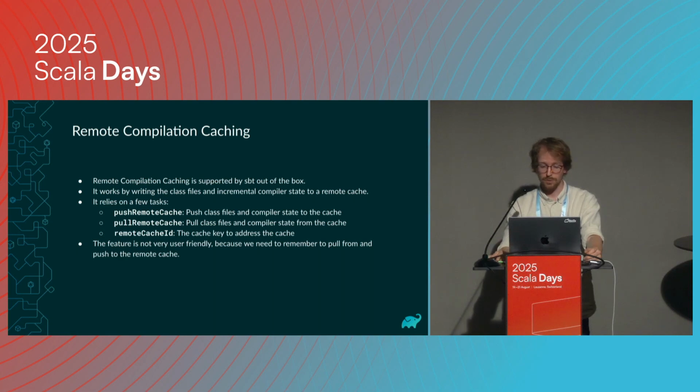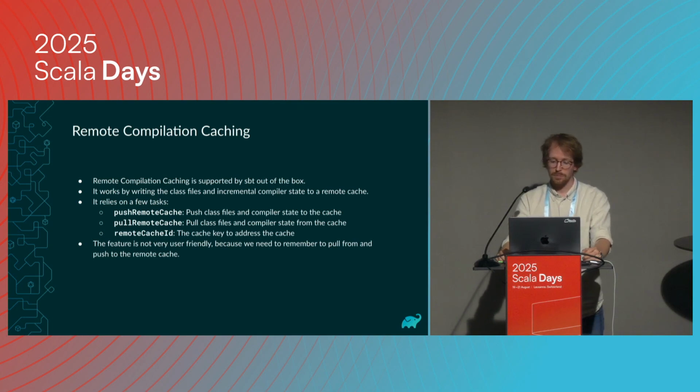But the feature, while it works, is not super user-friendly because you need to remember to use it. But the idea behind it is that in the morning, you open your laptop, you get the latest changes from main, you pull from the remote cache, it restores the incremental compiler state, and then you're ready to work. On the other hand, you would also have your CI machines. Whenever something gets merged to main, they would do the compilation, run the tests, and so on, and then push to the remote cache so that it's available to anyone.